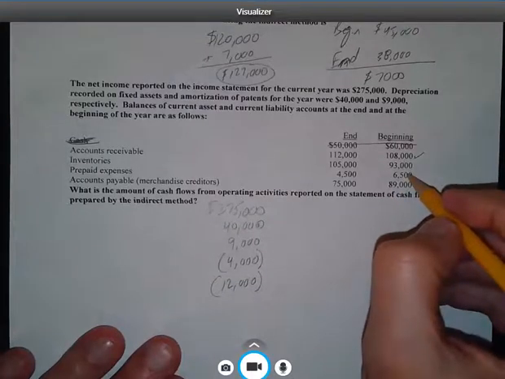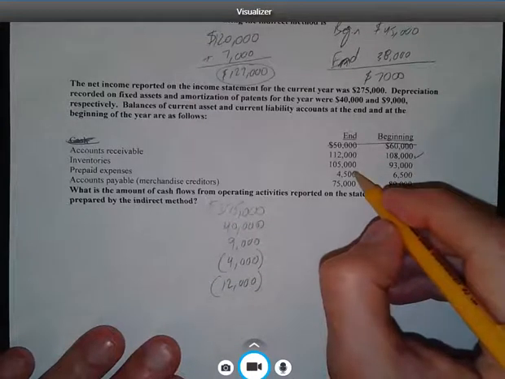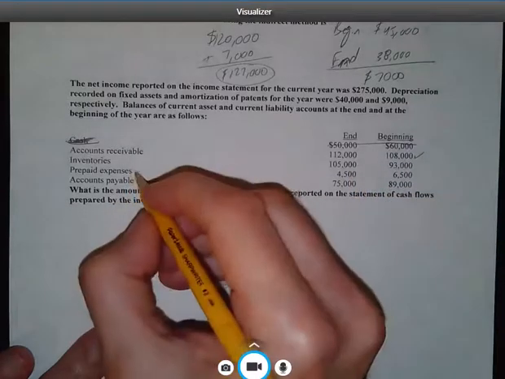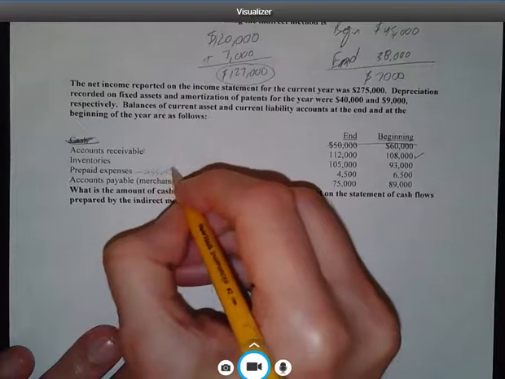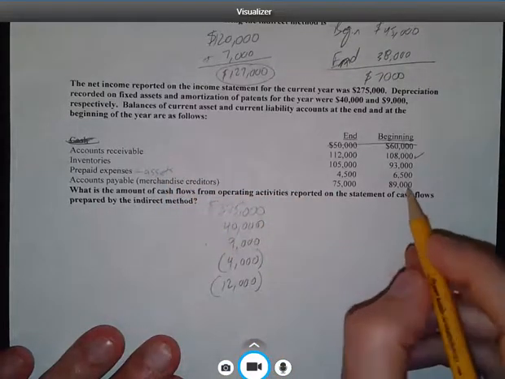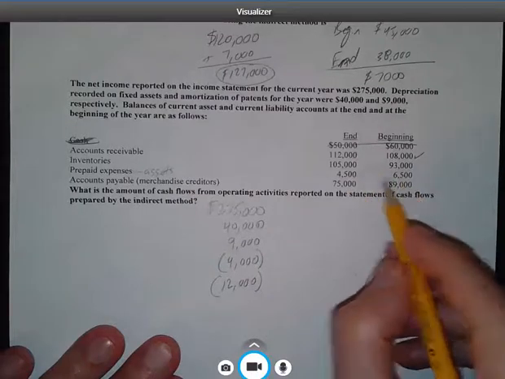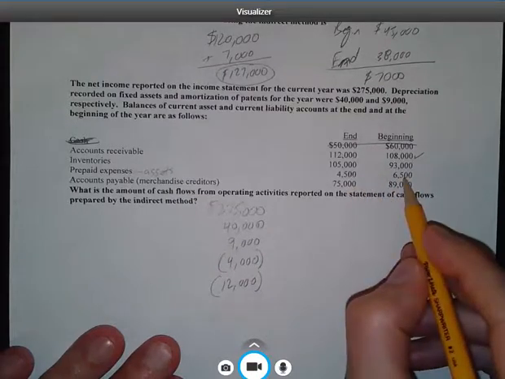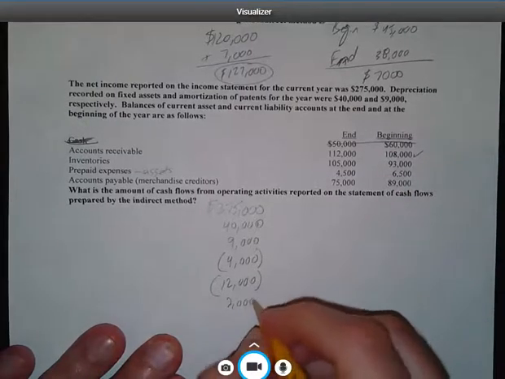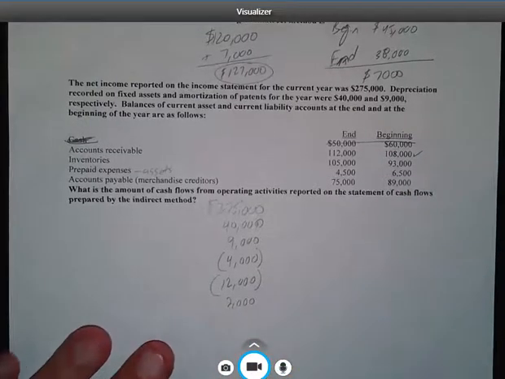Next item, prepaid expenses. Beginning was $6,500, end is $4,500. The first thing I want to remind you is that prepaid expenses are assets. So when an asset goes down, that means we used more of it than we actually paid in cash, by $2,000 here. This is a positive adjustment for $2,000.